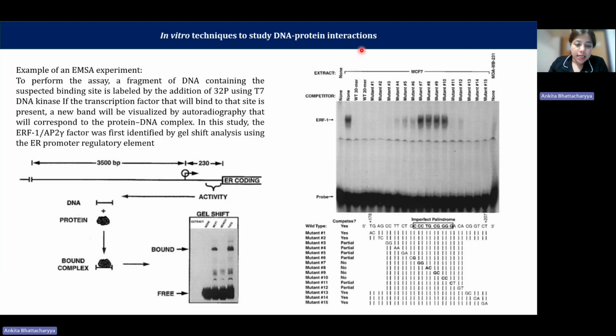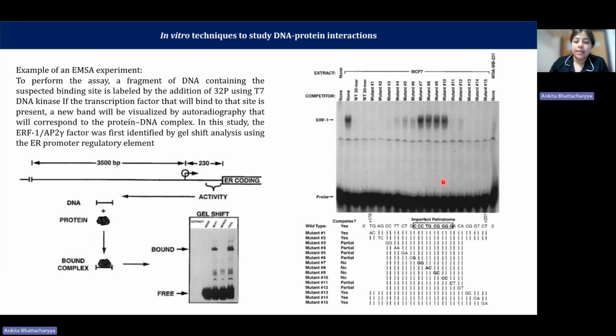Like you can see that when there is a gel shift, it indicates that there has been DNA-protein binding. And that is basically what you see here, DNA plus protein bound complex. This is your bound complex. This is your free probe, which is obviously not bound.